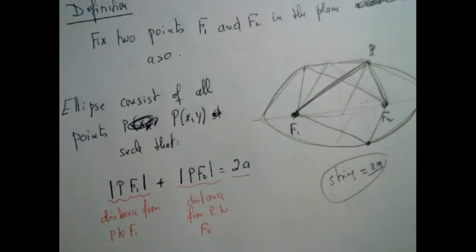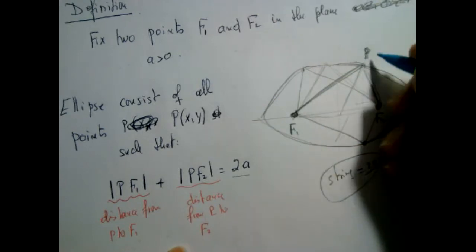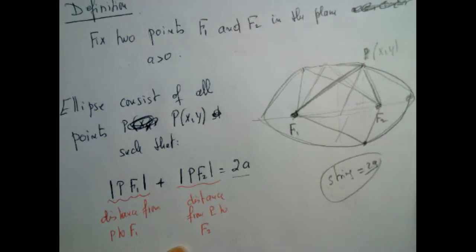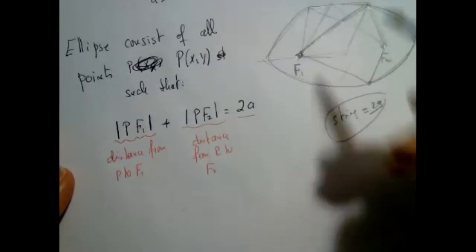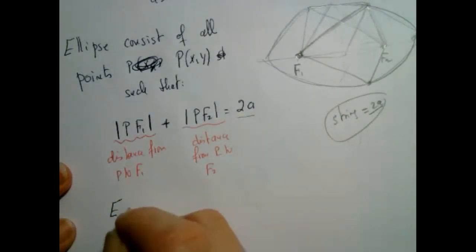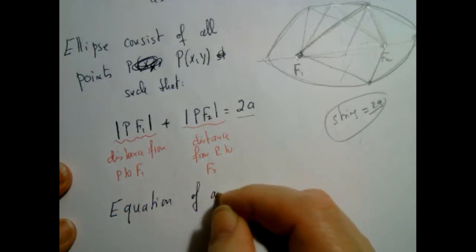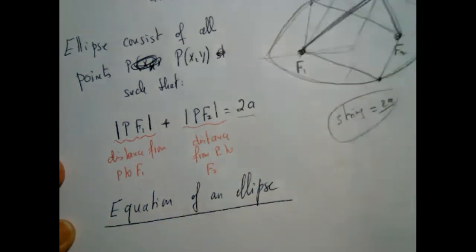Our job is to do the following. If you have all those points, which are obtained this way, and you take a point x, y, what's the relationship that exists between x and y? So what is really going on? What's an equation that exists between x and y? That's what we are going to do right now. Find an equation that relates x and y. So, the equation of an ellipse.